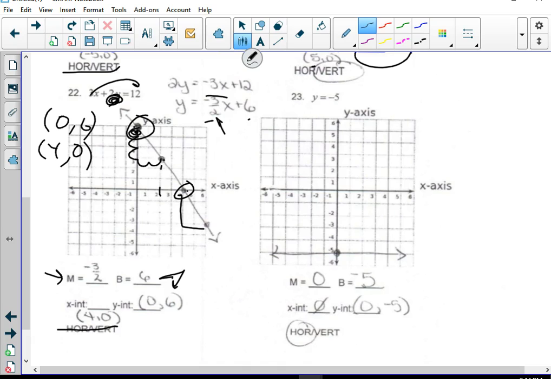This doesn't apply. Hey, look at that, horizontal line. Y equals -5. This does have a slope of 0. Y-intercept would be the same thing. It does not cross the x-axis. And that's a horizontal line.